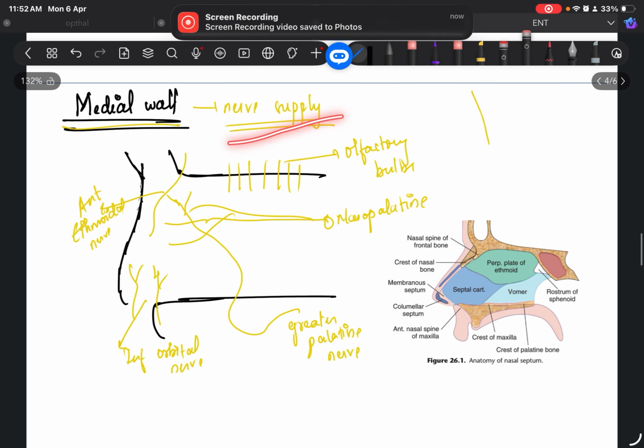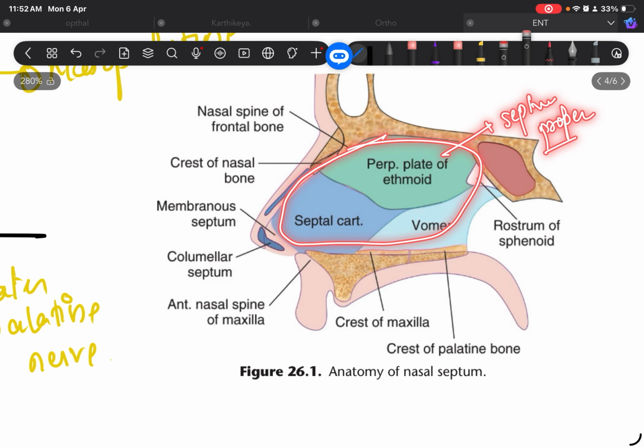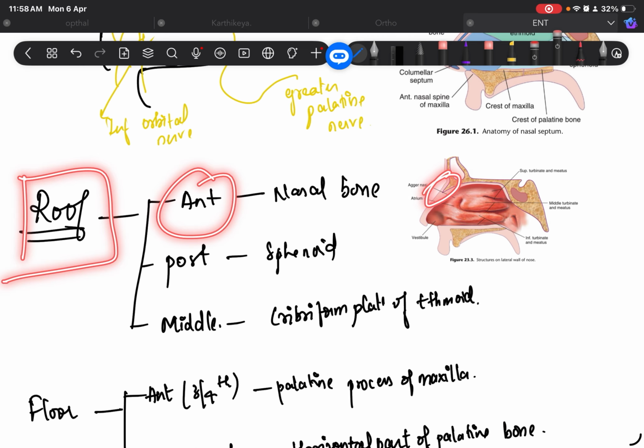As we have seen the nerve supply of the medial wall, now we'll see the structures forming the medial wall. The medial wall is divided into parts: the columellar septum, the membranous septum, as well as the septum proper. The septum proper contains three major structures, which are the perpendicular plate of ethmoid, septal cartilage, and vomer. These are the three forming the medial wall of the nose. Anteriorly it is formed by the nasal bones, posteriorly by the sphenoid bone, and in the middle by the cribriform plate of ethmoid.